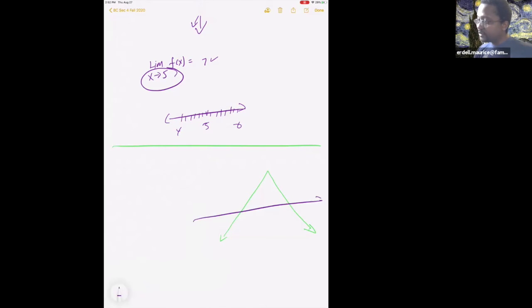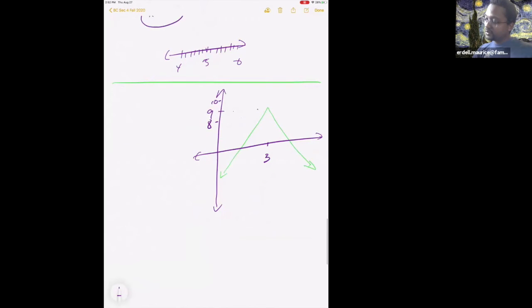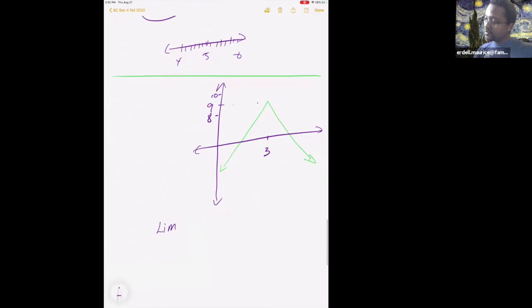So this is my x-axis. That's my y-axis right here. And that's the graph. This point right here is 3. This point over here is 9. I have 10. I have 8. And so my question to you is, what's the limit for my function as x approaches 3 based on the graph? The answer: 8, 9, or 10.